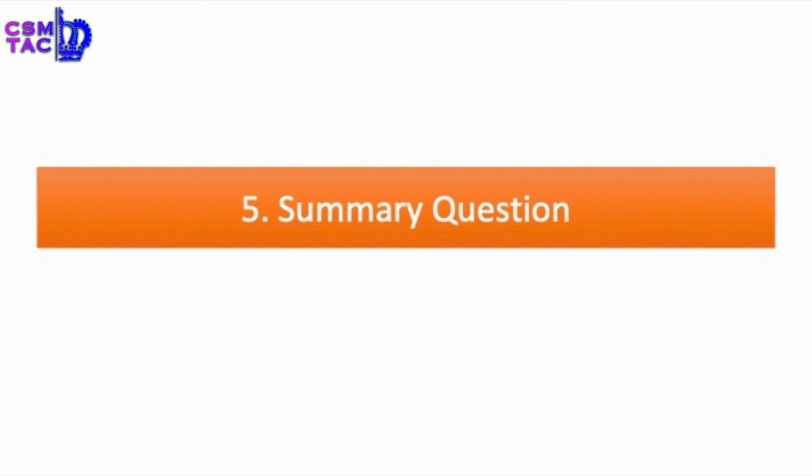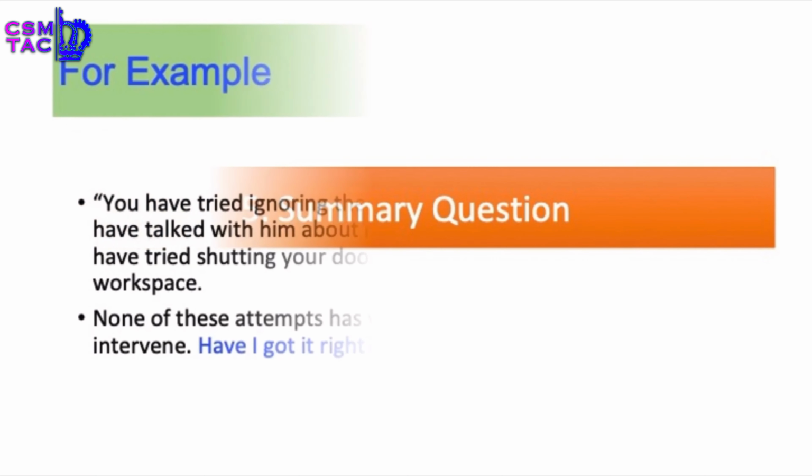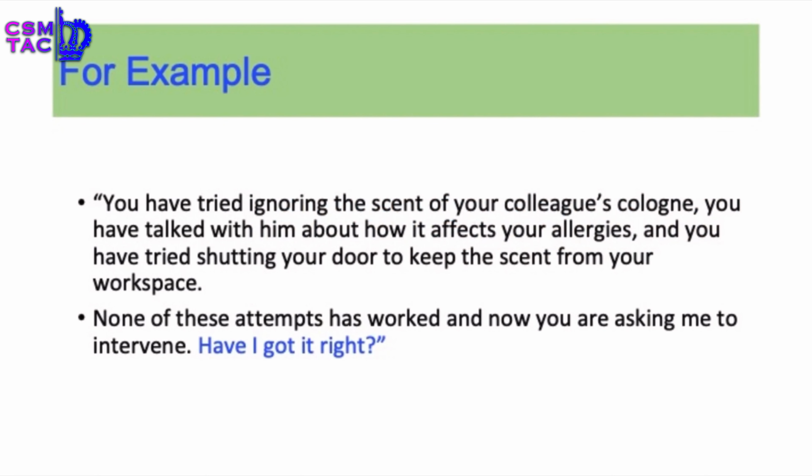Finally, the last method, most often used as a conversation is winding down, is the summary question. For example, "You have tried ignoring the scent of your colleague's cologne. You have talked with him about how it affects your allergies, and you have tried shutting your door to keep the scent from your workspace. None of these have worked, and now you're asking me to intervene. Have I got it right?"